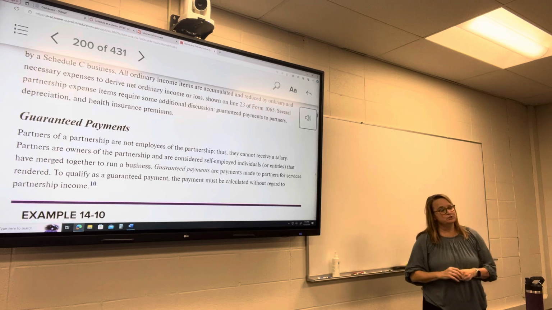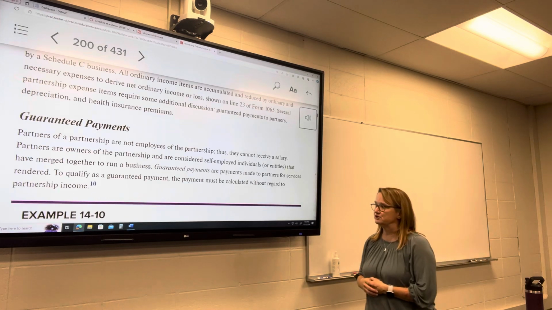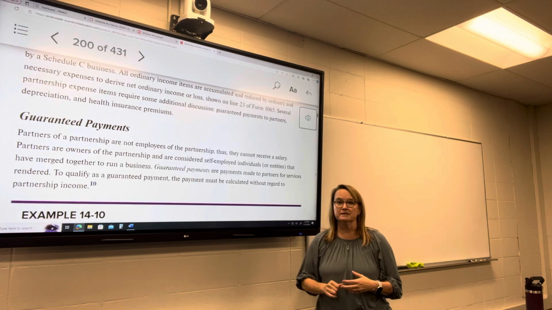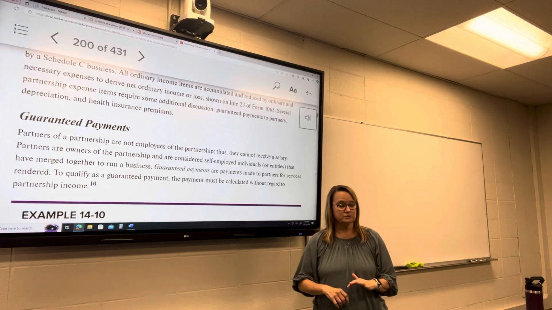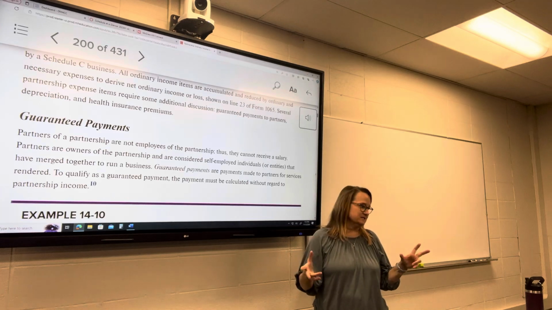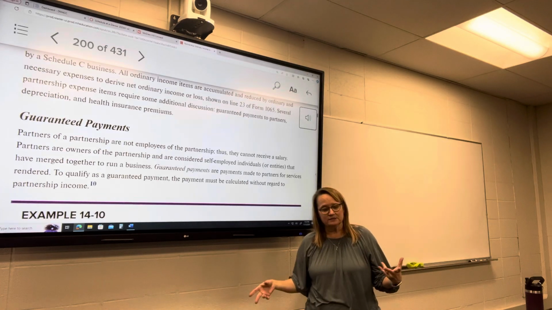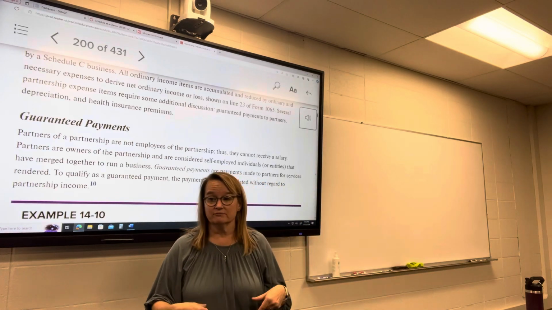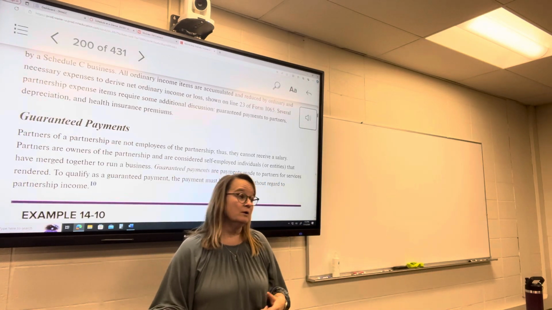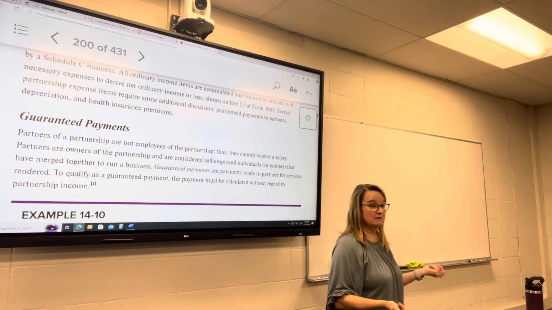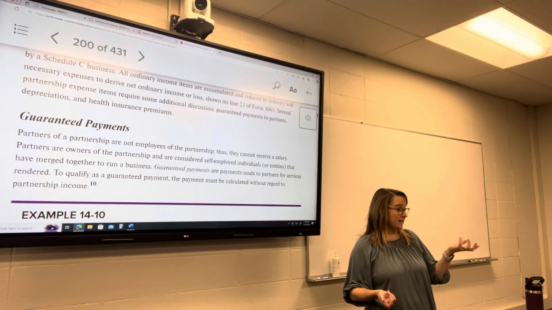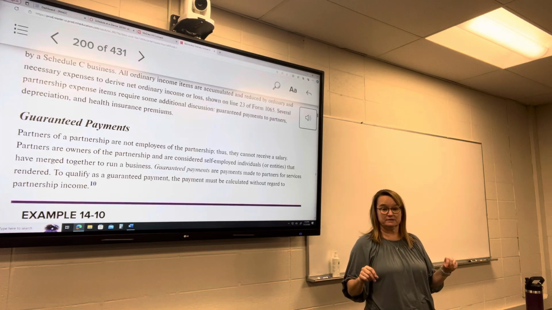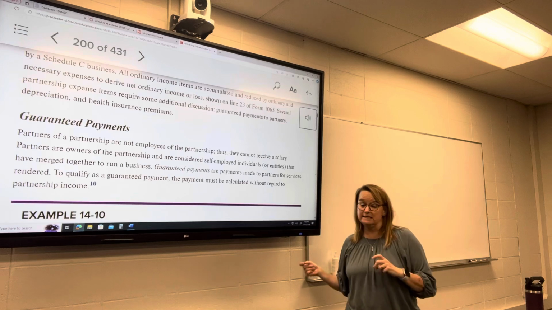However, they do have this special feature called guaranteed payments. Guaranteed payments are payments to partners that sort of act like a salary. The benefit of the guaranteed payments is that the partnership actually gets to deduct them from their income. Now, the partner has to pay tax on the amount that they receive, and there are certain restrictions on guaranteed payments. The word guaranteed is important here.